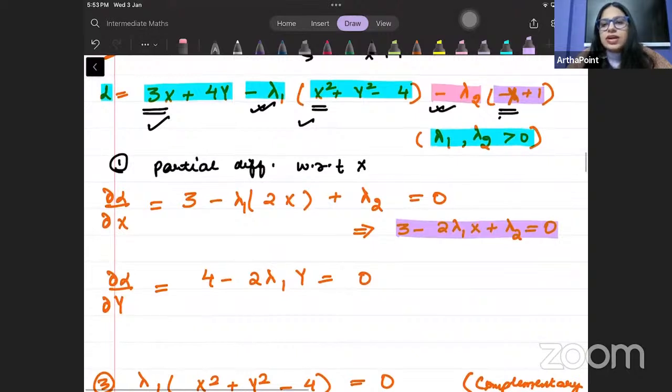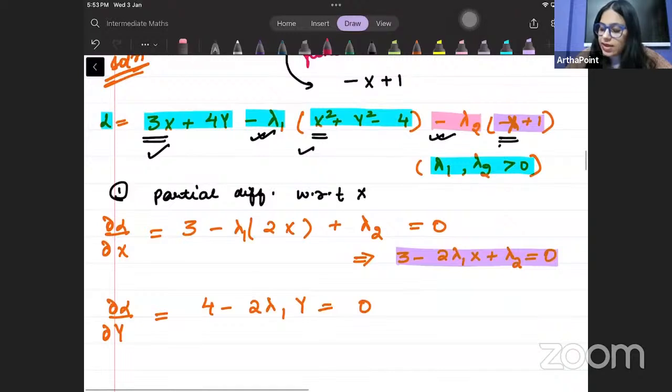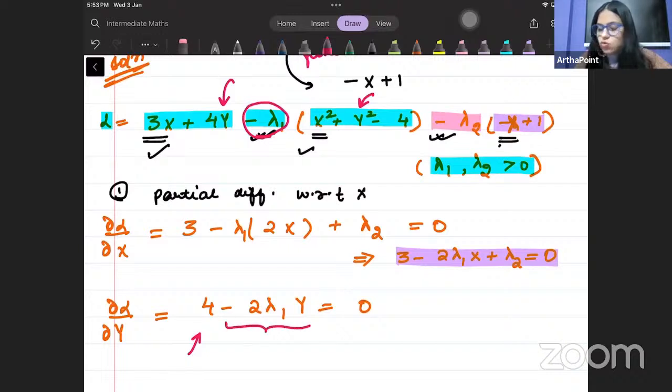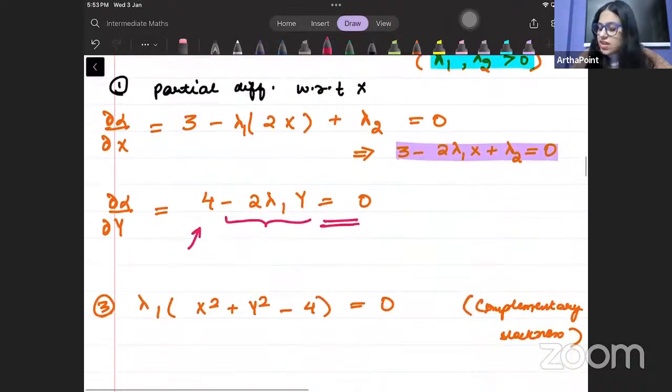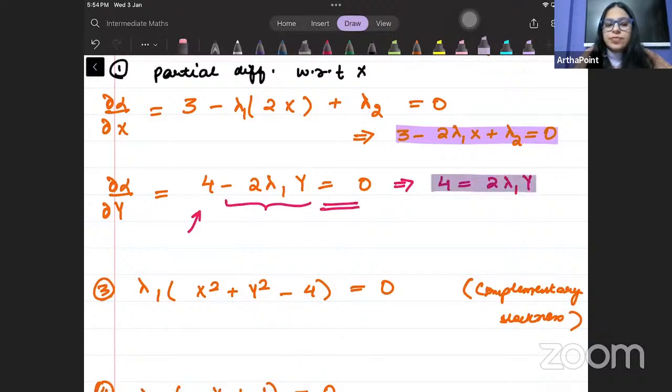Then you differentiate with respect to y. With respect to y, you will get 4. Then the differentiation of y square will be 2y multiplied with minus lambda 1, so minus 2y lambda 1, and there is no y in the second constraint. So it is equal to 0. The second condition then gives you 4 is equal to 2 lambda 1 into y, and this will be your second condition.